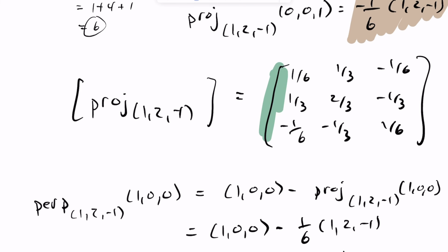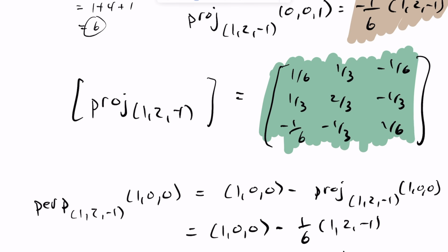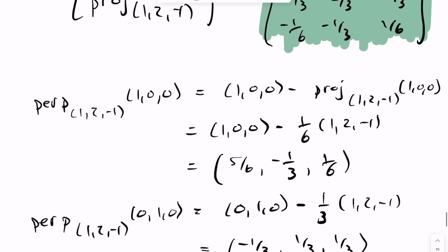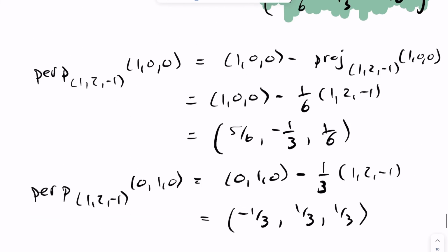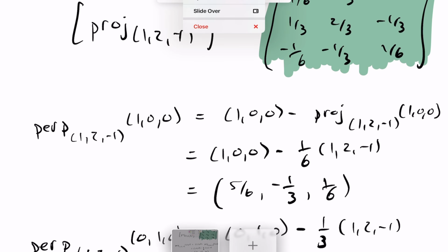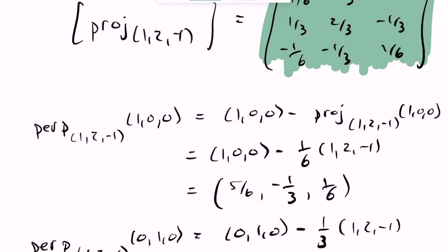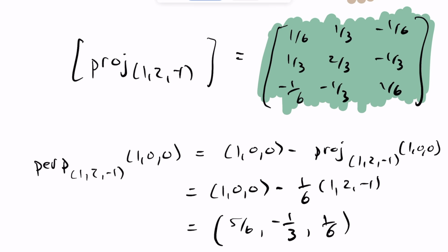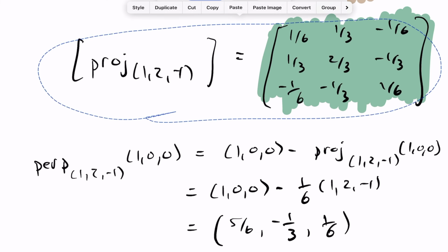All right, now that we have our projection matrix and our perpendicular projection matrix, this is our projection matrix here. The question continues. They want you to find the image of the vector 2, 2, 2. So we go ahead and grab each of these matrices and just multiply by 2, 2, 2. So let's go ahead and grab this projection matrix here.